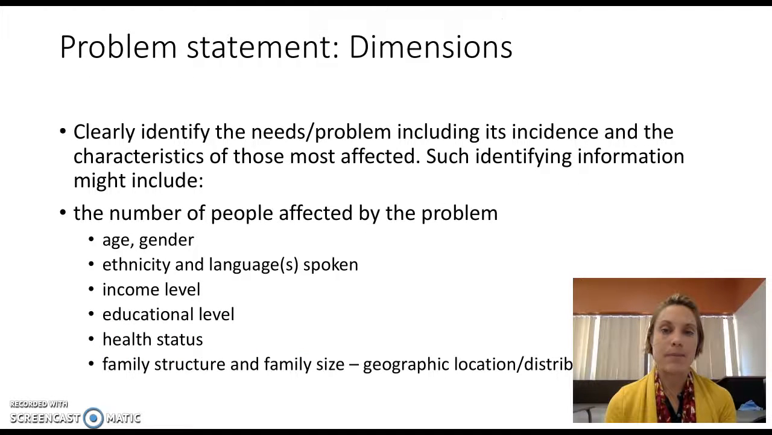So the problem statement dimensions. First you need to clearly identify the needs or the problem, including its incidence and the characteristics of the most affected. Such identifying information might include, one, the number of people affected by the problem, and among those people, the following factors. So what are their ages and genders? What are their ethnicities and languages spoken? What are their income and education levels? What are their health statuses aside from the wicked problem you're addressing? And what does their family structure and family size look like? And where are they located geographically, or how is the distribution of those family members as well?